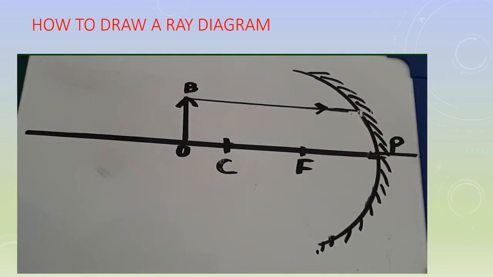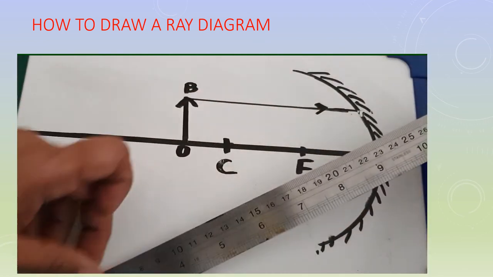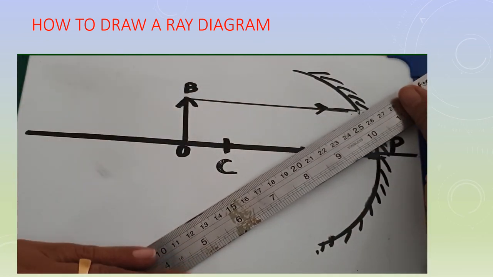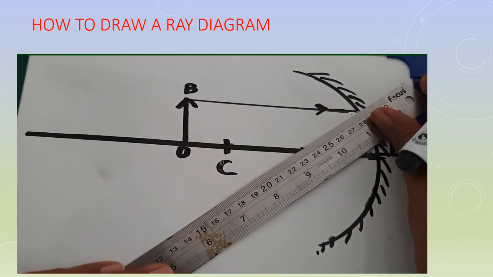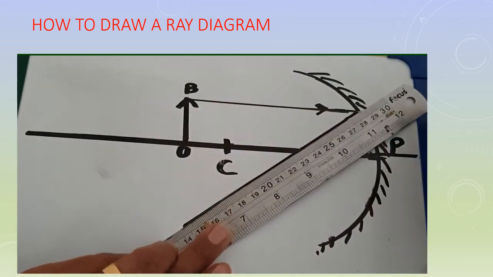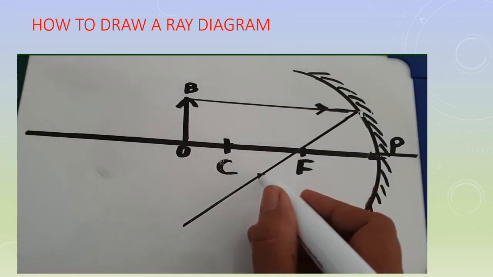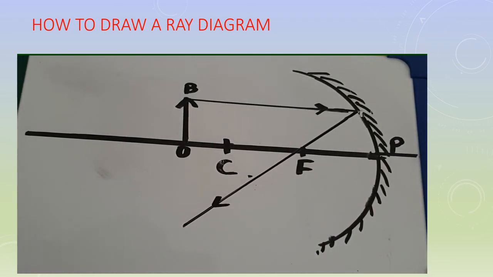And we learnt the ray which is parallel to the principal axis and reaching the mirror after reflection will pass through the focus. So we have to draw like that. After reflection, the ray is passing through the focus. See, it is passing through the focus and show the direction with an arrow mark. Now we completed one ray. Now another ray, second ray we have to take.